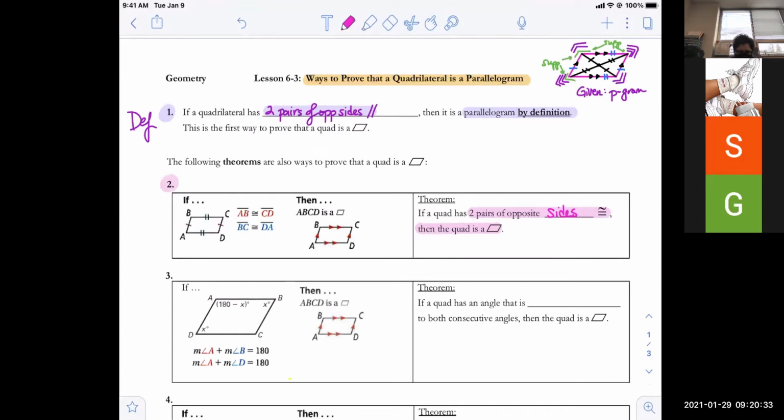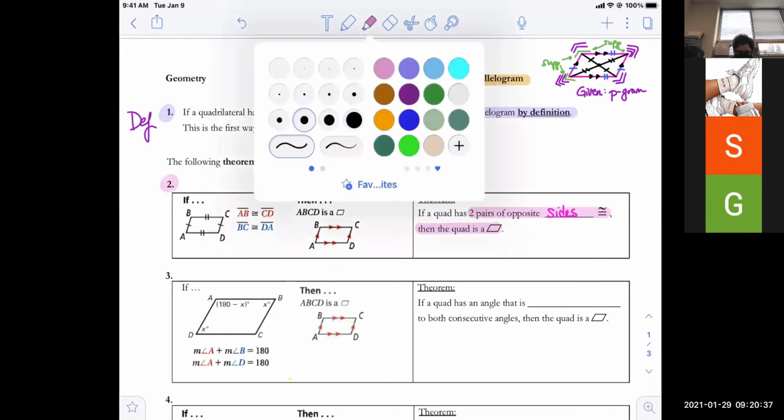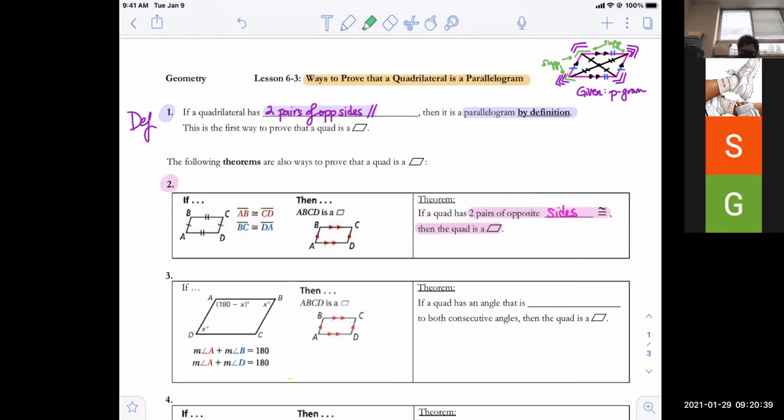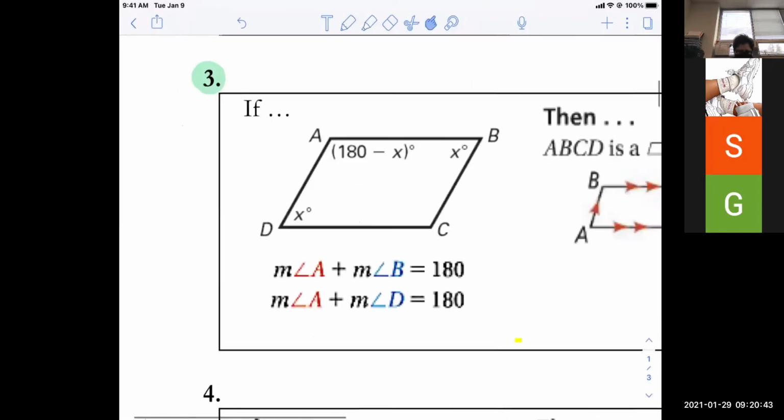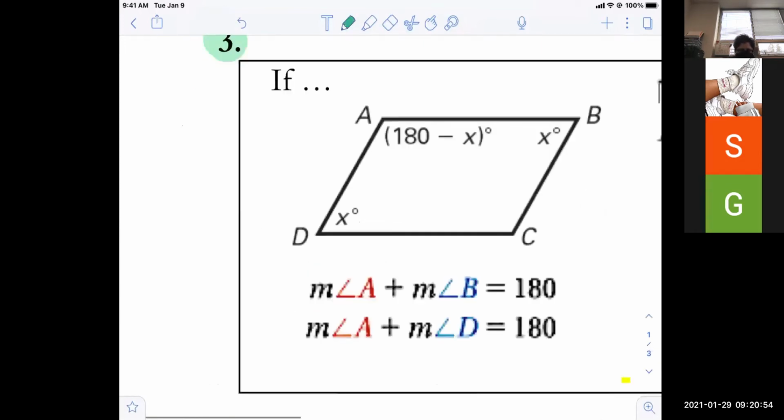So method 3 says that we've got that situation. It says A and B add to 180 and A and D add to 180. Okay, what does it mean if they're adding to 180? They're supplementary. Notice that they're showing that by saying x and 180 minus x.